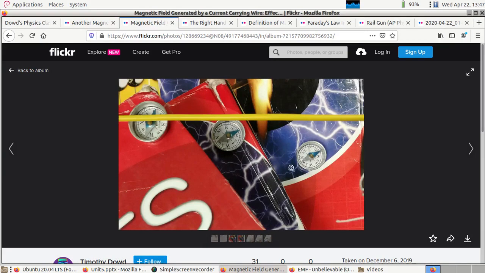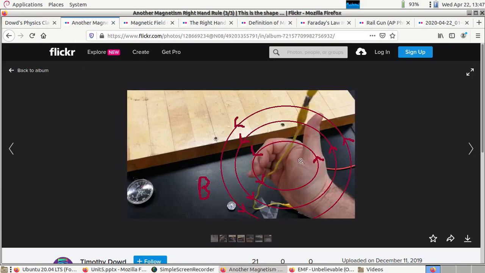North in the class was basically this way. And as we got closer to the wire, the compasses aligned themselves in the direction we would expect due to the right-hand rule. The right-hand rule to find the direction of the magnetic field is pretty simple. You point your thumb in the direction of the current, your fingers curl in the direction of that field.